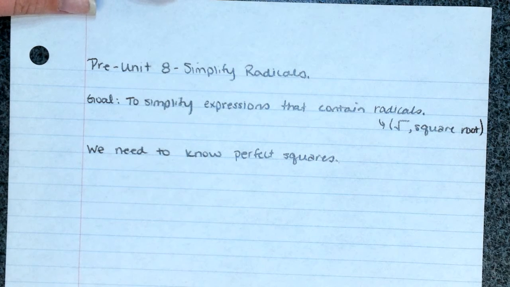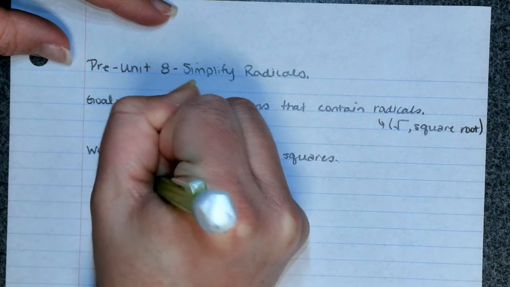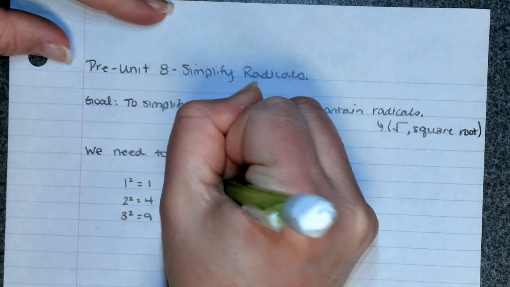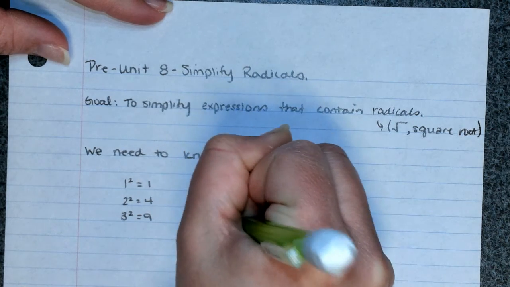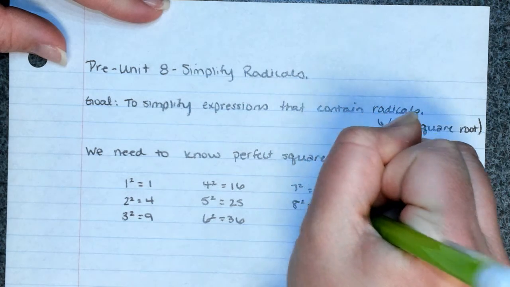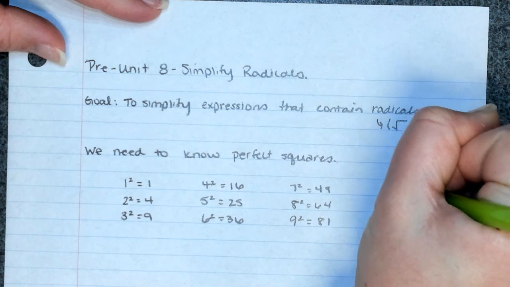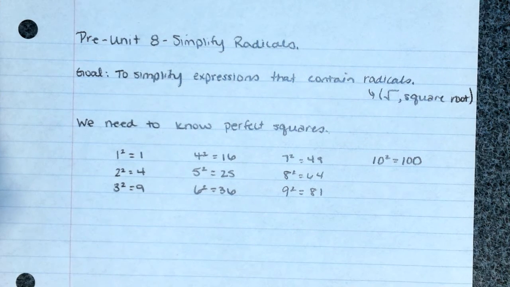So, perfect squares are the list that you guys made on the back of that square root sign. So we came up with 1 squared is 1, 2 squared is 4, 3 squared is 9, 4 squared is 16, 5 squared is 25, 6 squared is 36, 7 squared is 49, 8 squared is 64, 9 squared is 81. 10 squared is 100. Now, you guys did this all the way up to 30, so you guys know perfect squares up to 30. You have that list available to you.